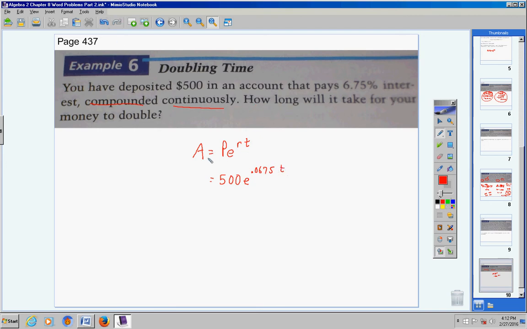Now what about A? Well guys, look, how long will it take for your money to double? So if I'm starting off with 500, then I want to end with how much? 1,000. Doesn't that make sense? How long will it take for my money to double? So if I'm starting with 500, it's going to end at 1,000. So look at what you have, guys. You have an exponential function, alright?